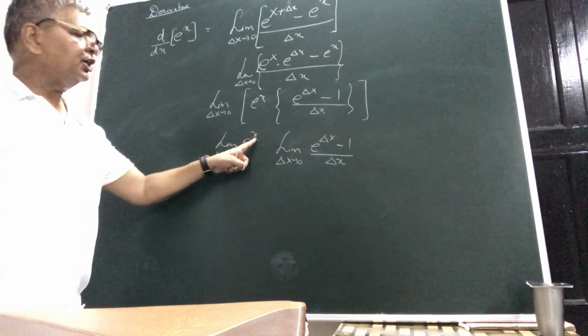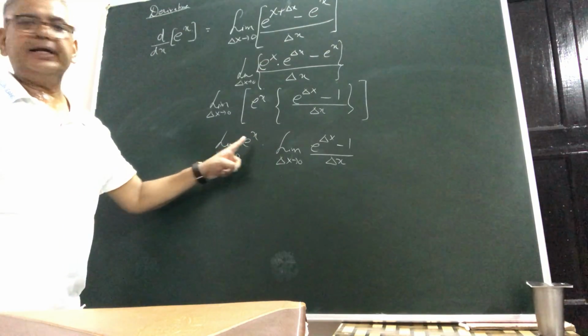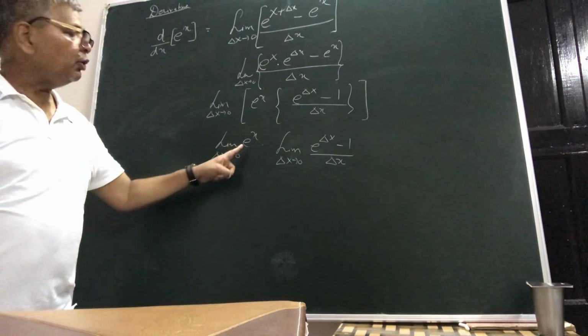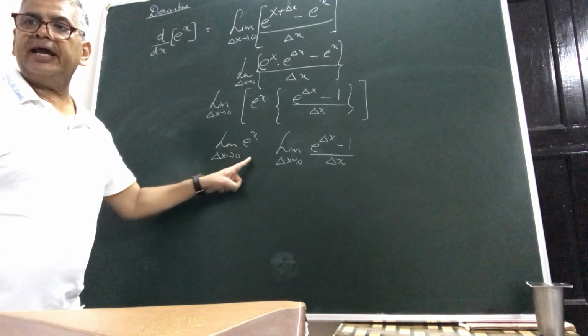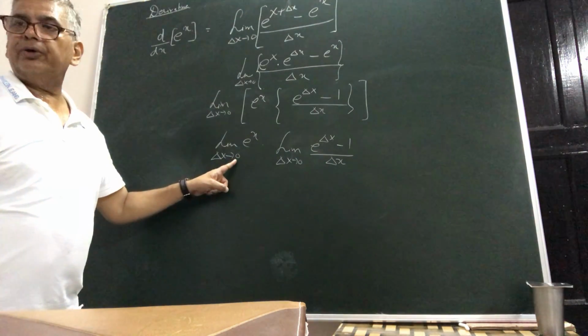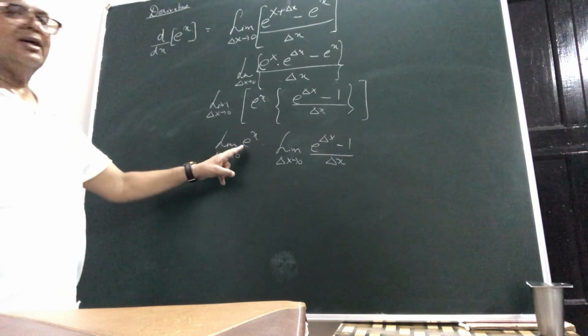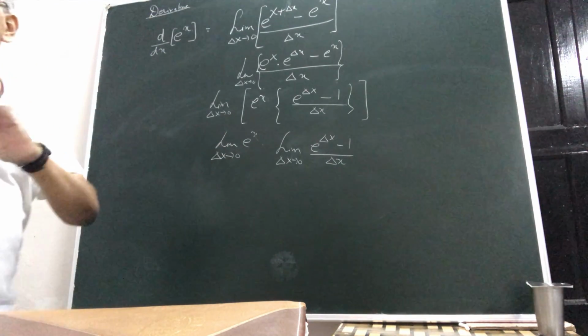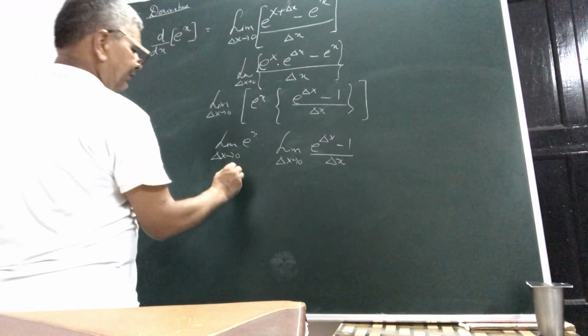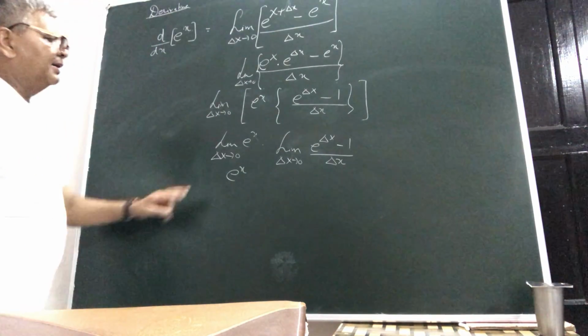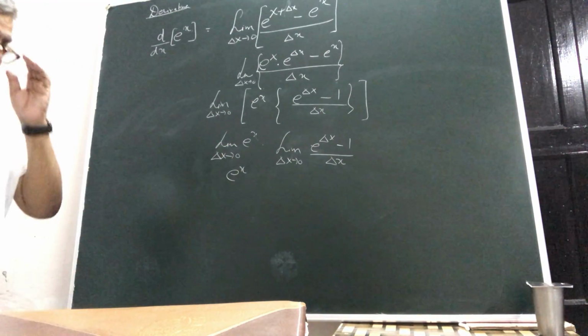This is a function of x. Nowhere will delta x be coming. So as a matter of fact, e raised to power x, when delta x tends to 0, under this limit it will be a constant function. Please see, it is just a constant. e raised to power x is just a constant, and as such its limit will be e raised to power x only. Please see, this point needs understanding.